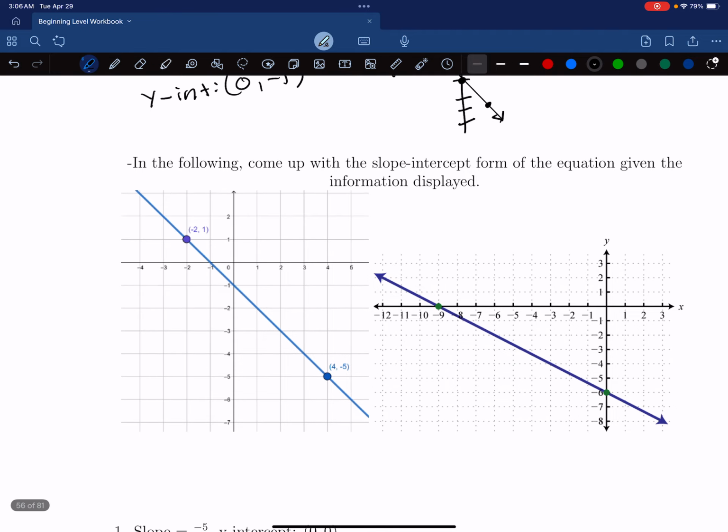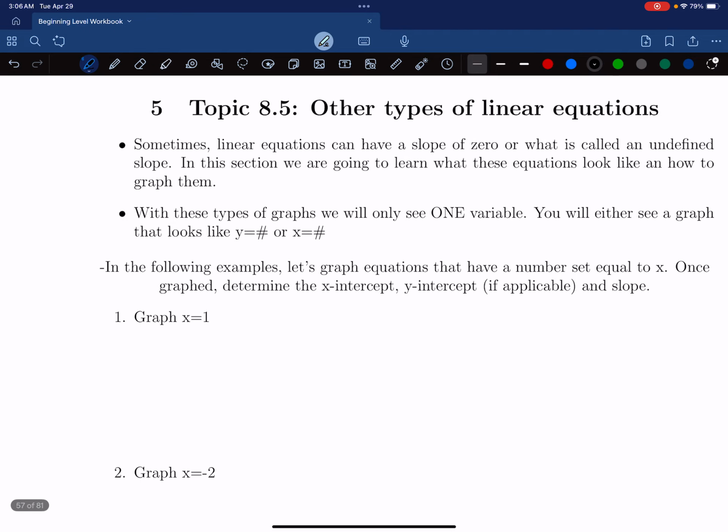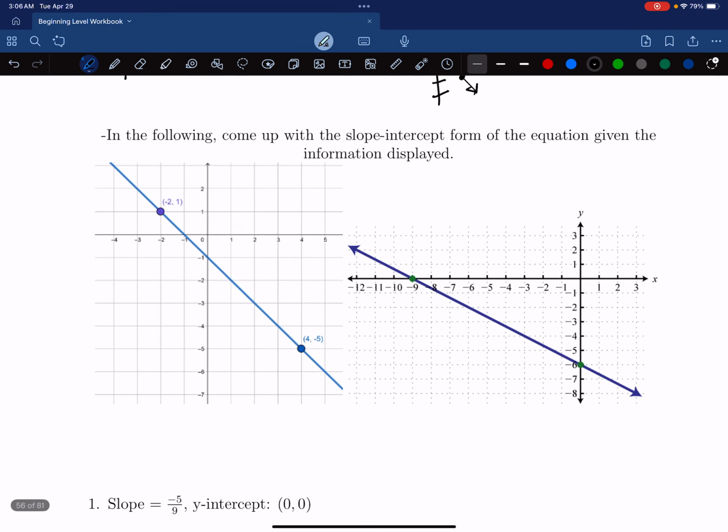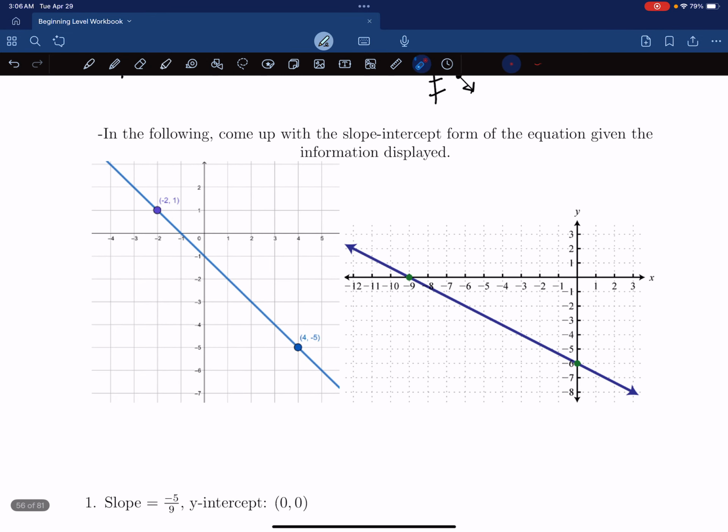Okay. And now with this final type of example, we're going to be given a graph or given information about the graph, and we just have to write the equation of the graph. So let's first go through this one here. I encourage you to pause the video and try to write the equations for both these graphs on your own. And now let's go through this one together first.